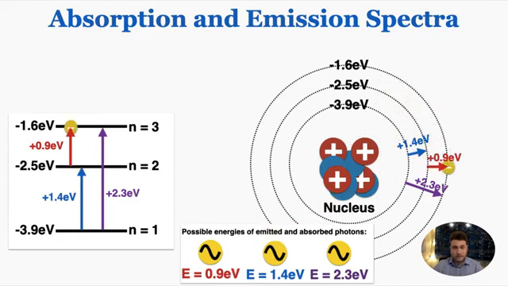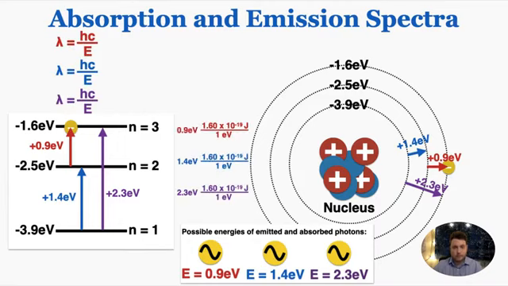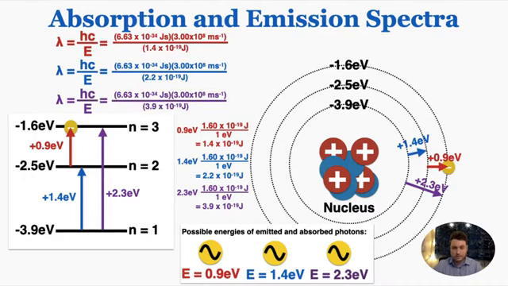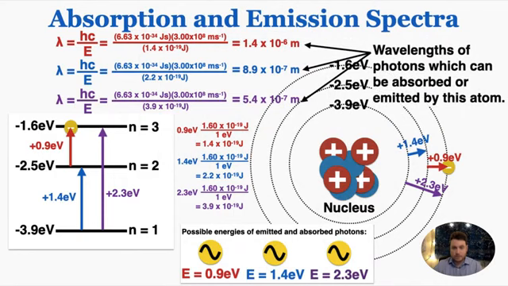In another lecture on photons, which I've also linked in the description, I talked about how if we know the energy of a photon, we can also automatically know its wavelength using this equation. Before I use that equation, I just need to convert the energy to joules, so when I do that, this is what I get. So I can find the wavelengths of each of these three emitted and absorbed photons, and these are what I find them to be. So these are the wavelengths of photons which can be absorbed or emitted by this atom.